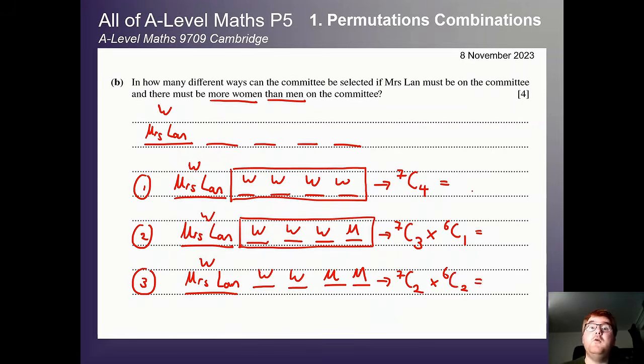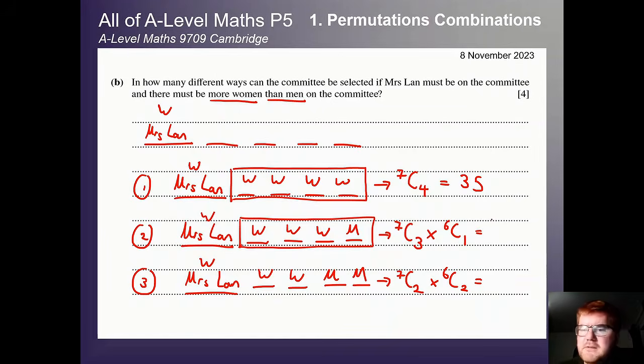So we need to work out all 3 different situations here. Now I'm going to take my calculator next to me to work these out for you. Now you've seen how the calculator works. So 7 choose 4, that's equal to 35. Then we have 7 choose 3 multiplied by 6 choose 1.